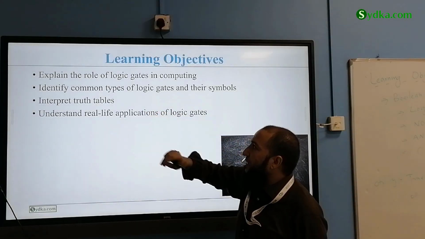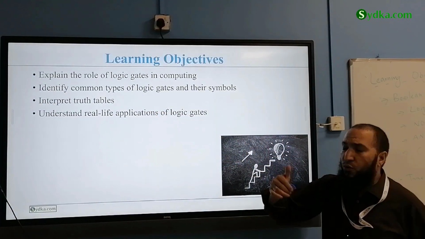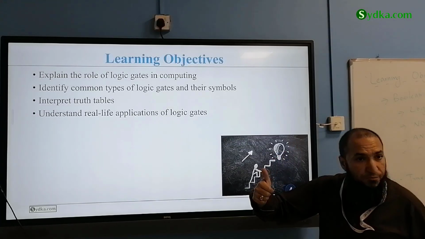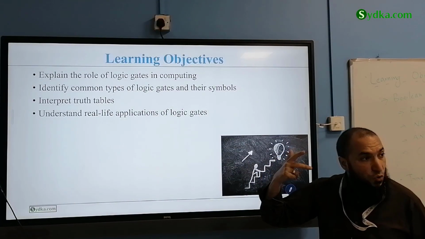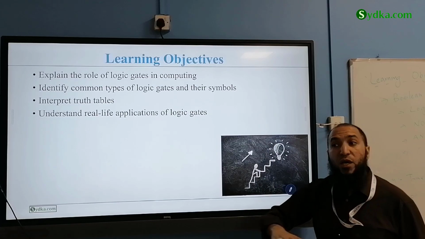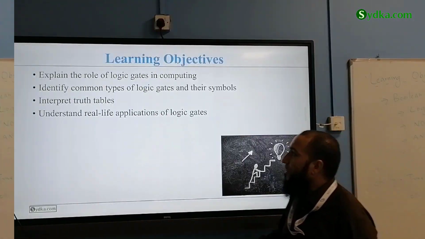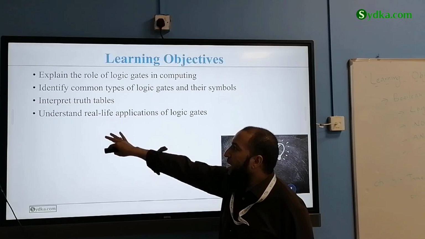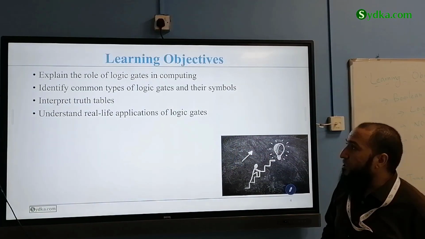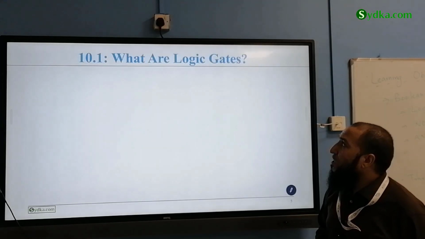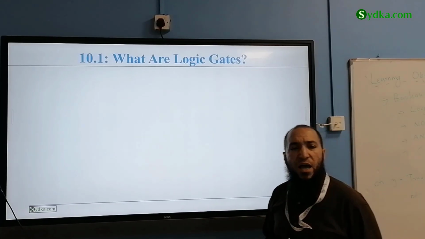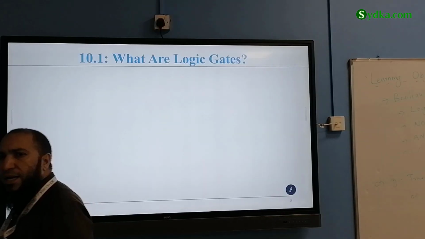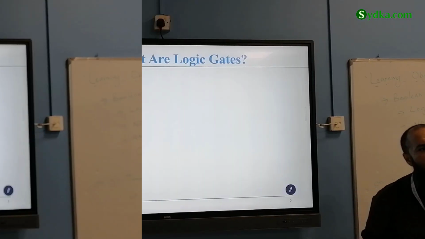So we have explained the role of logic gates in computing. We will go through all these logic gates, what they are, their symbols, their truth tables. We will discuss where we use them in real life. So we are going to see the truth tables for all of them and understand the real life implementation. First one, as we said, what are logic gates? Can you give me a more clear definition or explanation?